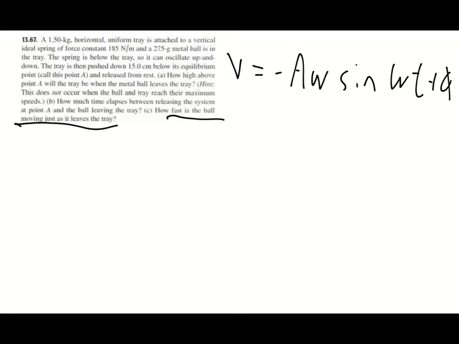Part C asks, how fast is the ball moving just before it leaves the tray? Well, I'm going to go back and use the equation for velocity. It equals negative a omega sine omega t plus phi. Remember, we made this 0. Okay, so I'm going to put that all together. V equals negative. This time, if I want it to be in meters per second, I have to make everything into the correct units. So my 15 centimeters is going to be 0.15 meters.